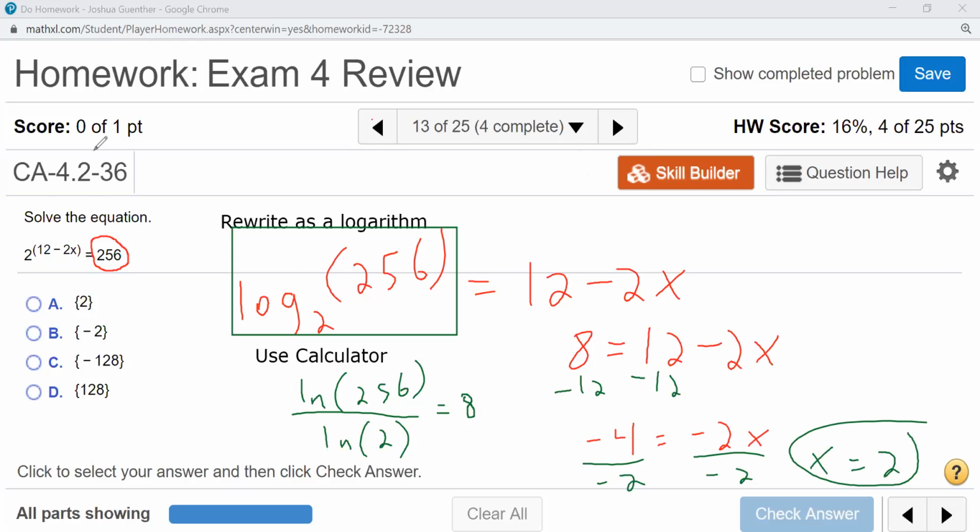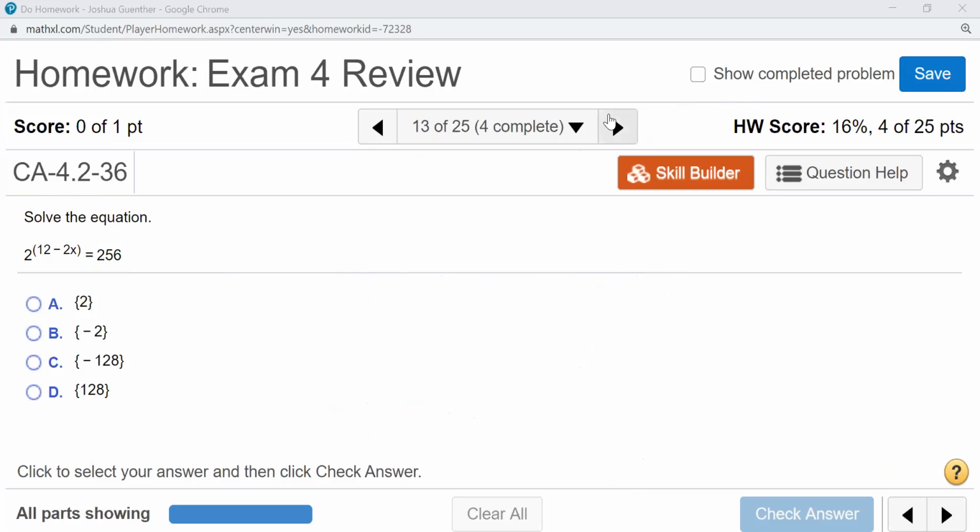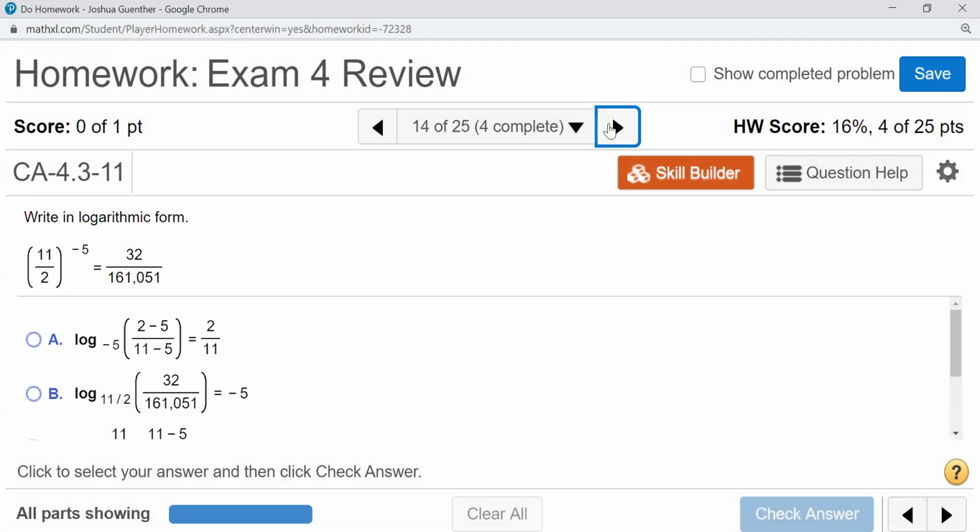So when we would have solved this in section 4.2, we would have used one method, but now that we know logarithms, we can use another method.